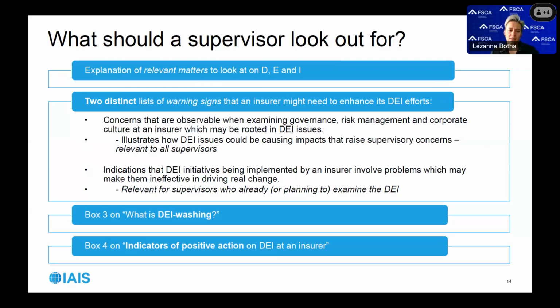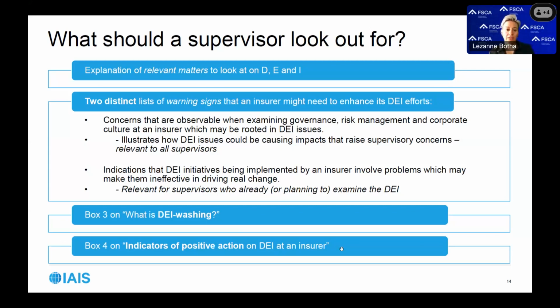The second list of warning signs is more where there are DE&I initiatives being implemented by an insurer that involve shortcomings or problems, or which might actually make them ineffective at driving real change. The second list of warning signs is really relevant for supervisors who already are, or are preparing to, or considering to examine DE&I actions being taken by insurers in their specific jurisdiction. So the supervisors may observe warning signs from either one of the lists or from both kinds of warning signs.